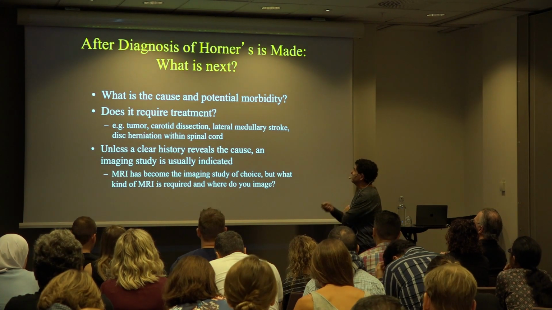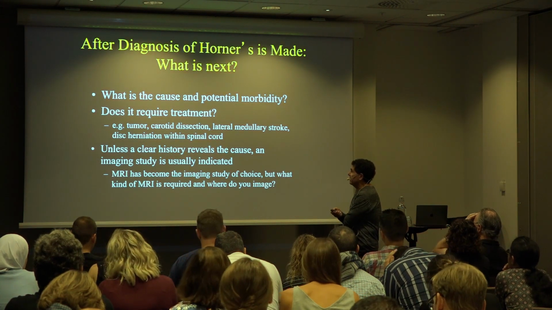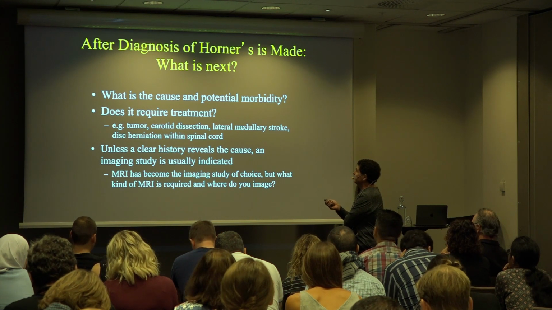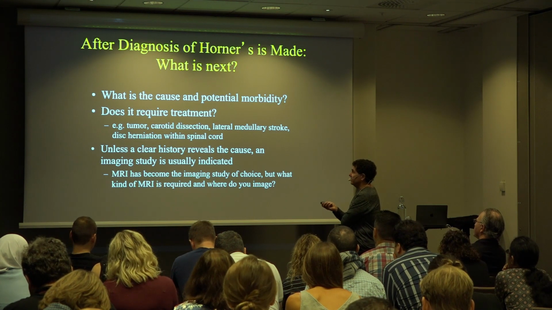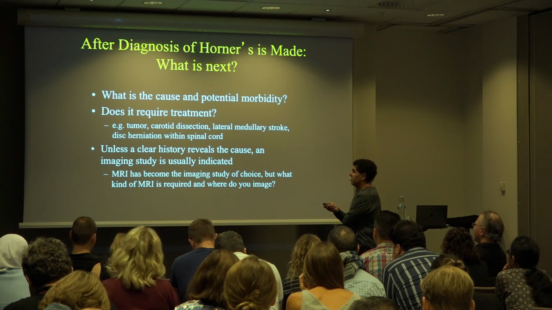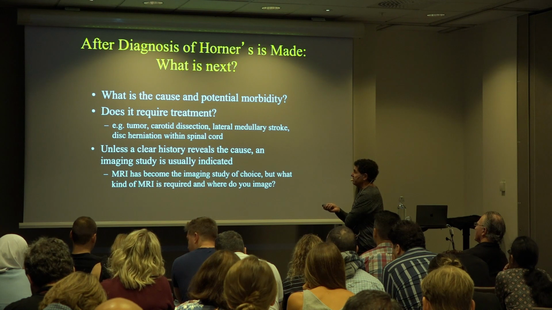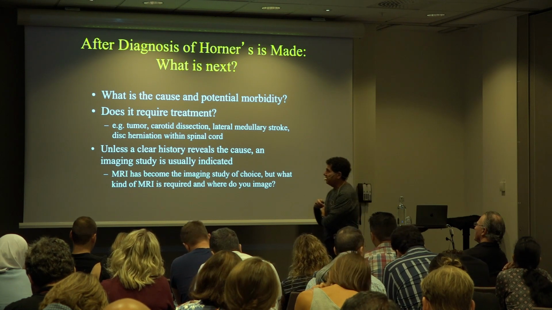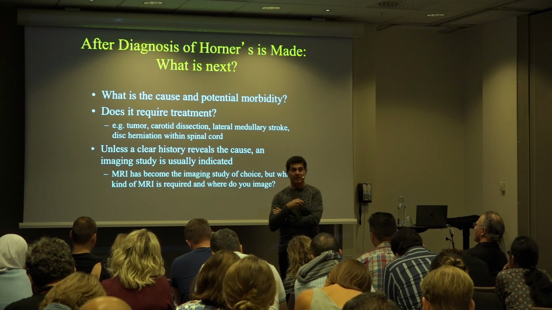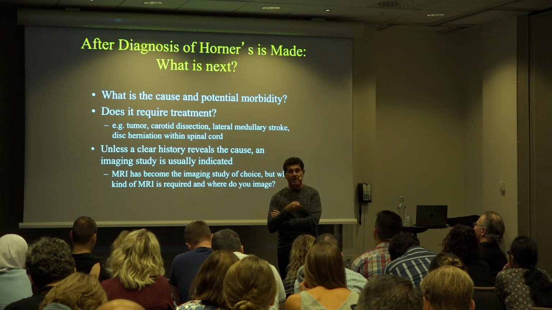So after you make the diagnosis of Horner's, what's next? Well, you need to know the cause and what's going to happen to the patient. Is it serious or is it something not so serious? And does it require treatment? Most neuro-ophthalmologists get an MRI at this point to look along the pathway.